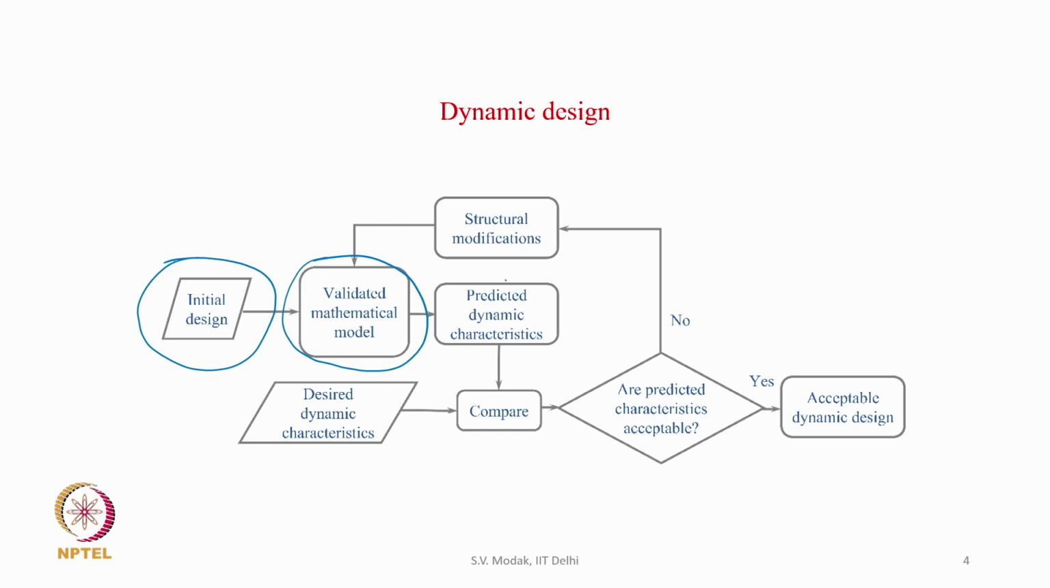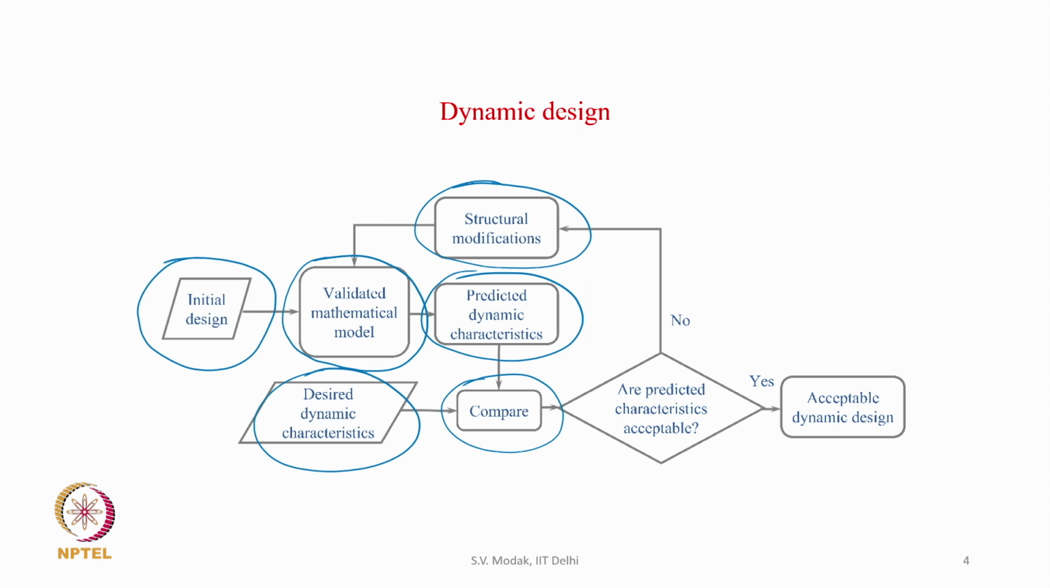So, now current dynamic characteristics based on the initial design are compared with the desired dynamic characteristics, and if the current dynamic characteristics are unacceptable, then some structural modifications are planned and introduced into the model. Now, this is the place where the role of the local structural modification method we are going to discuss comes into play.